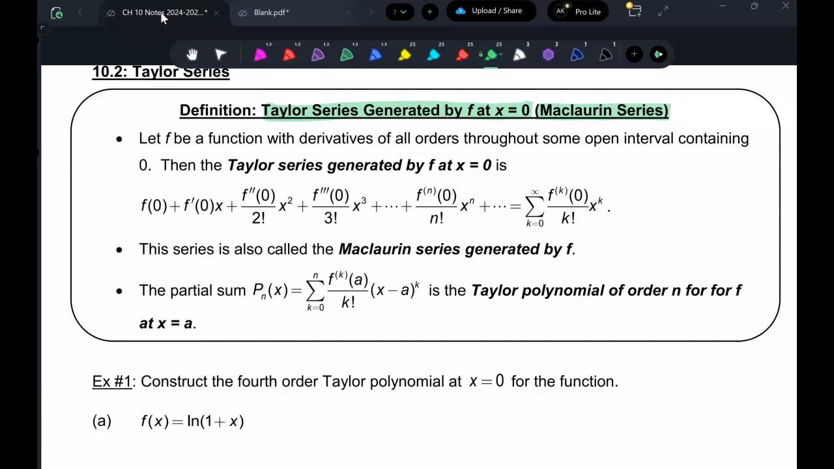So this is how we generate a Taylor series. We take f of 0 plus f prime of 0 times x plus f double prime of 0 over 2 factorial times x squared, then f triple prime, and so on. This is one big definition. Isn't it just 0 if you have 0 there?